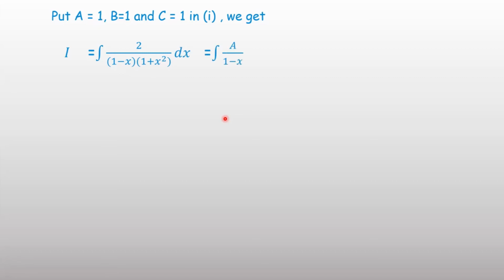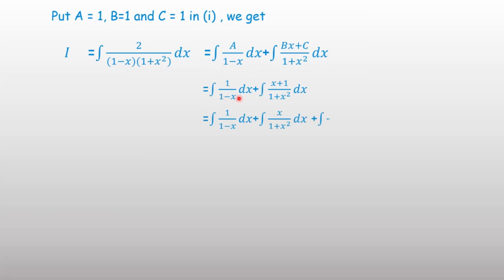we will get the result as integration of 2 upon (1 minus x) into (1 plus x) whole square equal to A upon (1 minus x). Value of A is 1, so 1 upon (1 minus x) plus (Bx plus C). Value of B is 1 and C is 1, means (x plus 1) upon (1 plus x square), which is equal to 1 upon (1 minus x) integration first step, and write separately you will get x upon (1 plus x square), plus third term is integration of 1 upon (1 plus x square).